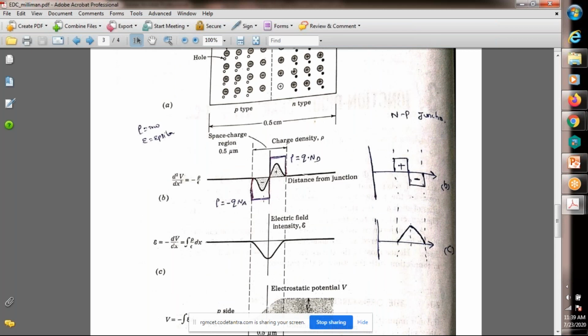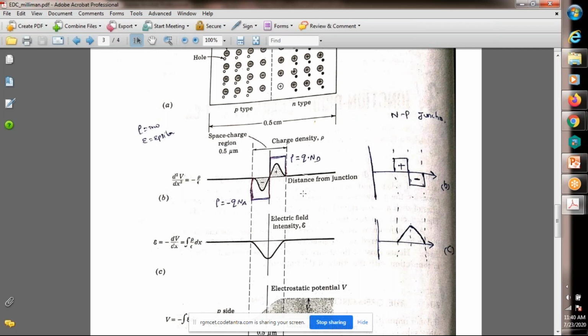Now what happened can be explained with respect to Poisson's law. d²V/dx² is equal to minus rho by epsilon. This Poisson's law gives the relationship between the charge density with respect to the distance, right?